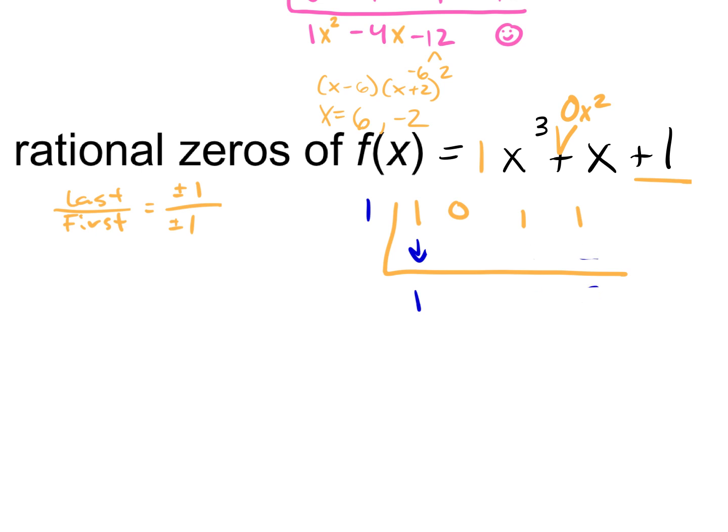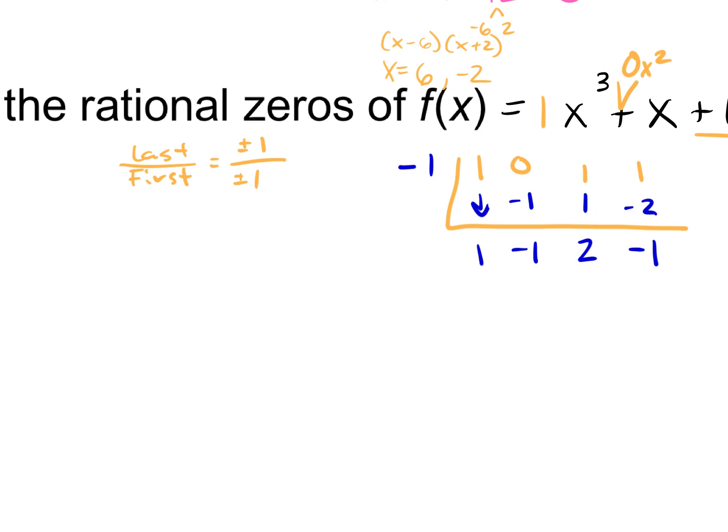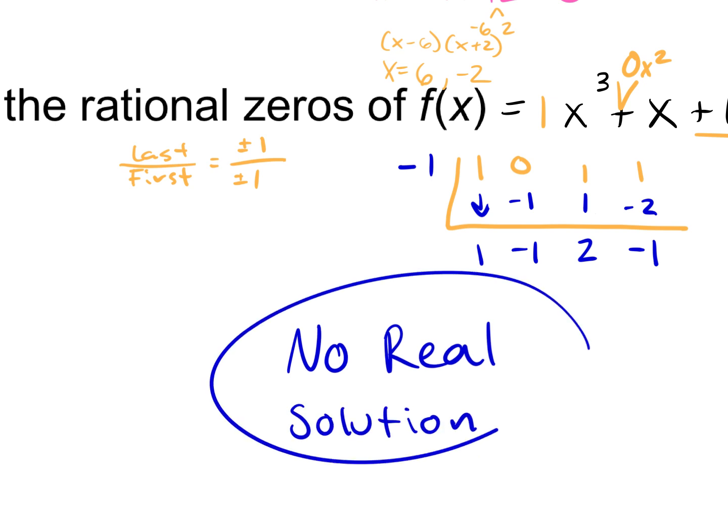What should we try next? Negative 1, the only other possible option. Negative 1. So multiply, we get negative 1, add, this would be negative 1, 1, 2, negative 2, negative 1. Does it work? No. What do we think our answer here would be? No real solutions. We're only testing the possible real whole numbers that we have here. So there are no rational zeros.